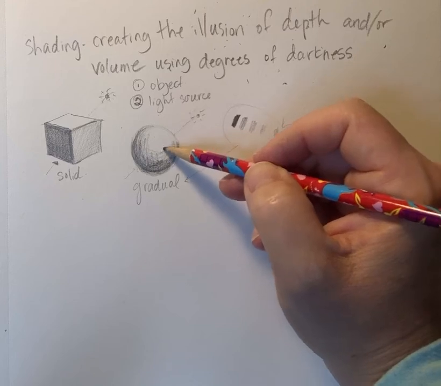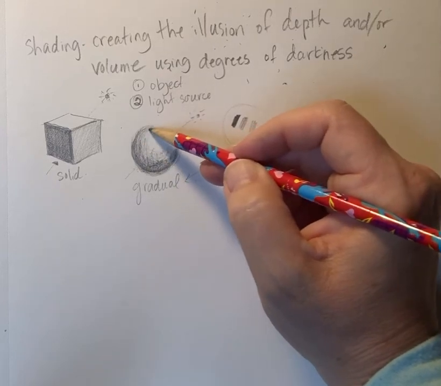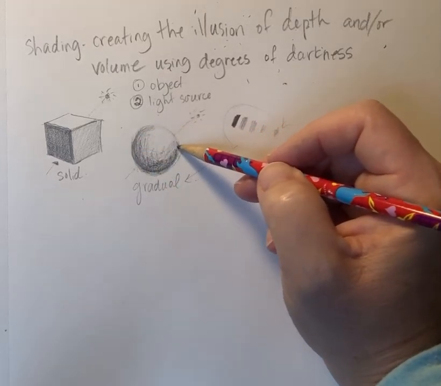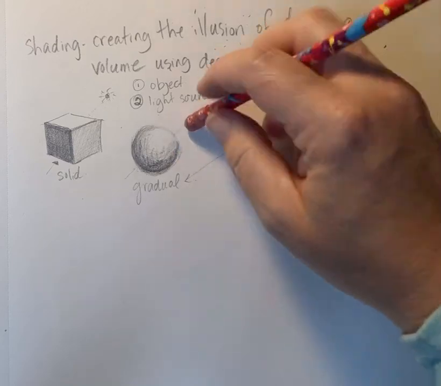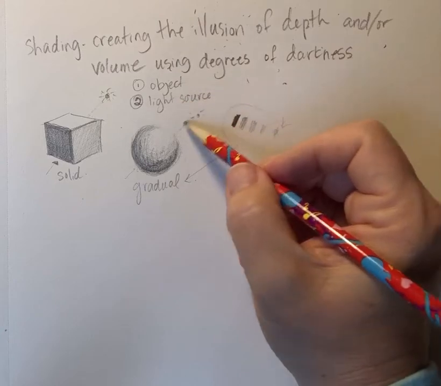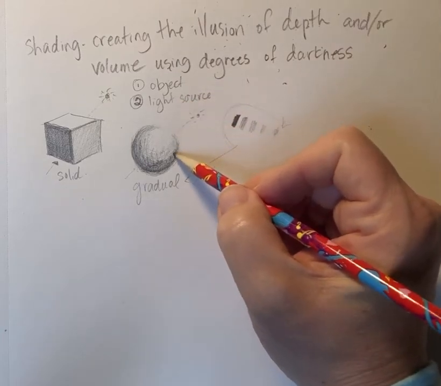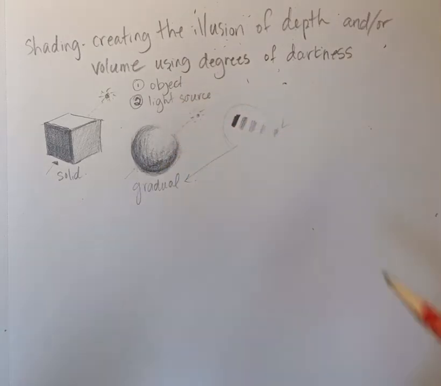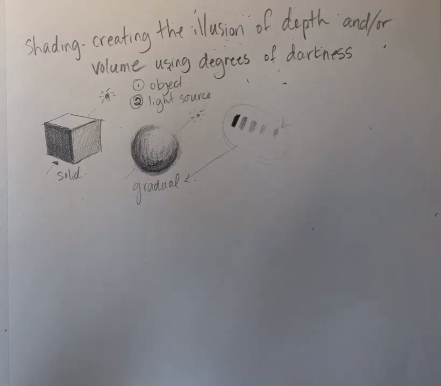And as I'm getting closer to my light source, I'm getting lighter and lighter. And you can even erase this very top, because that's right where the hot spot of the light is going to be. And you can see that that gives us a really nice three-dimensional illusion by using shading.